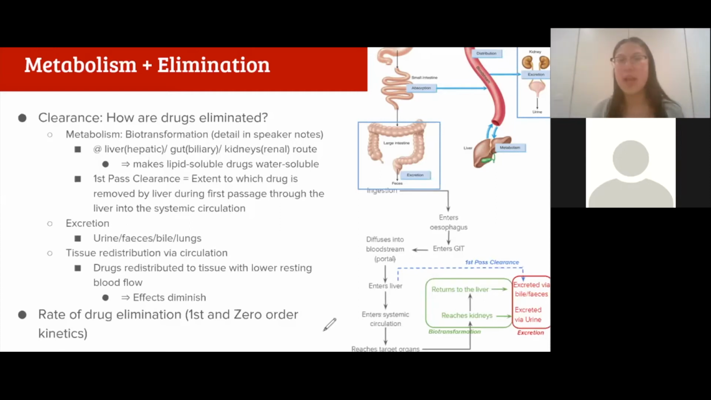What is first pass clearance? It's the extent to which a drug is removed by the liver during its first passage through the liver into the systemic circulation. Okay, so how much of the drug is removed in that first pass? That's what first pass clearance is. In terms of excretion, it'll be via the urine, feces, bile, lungs, a couple ways to do it. And tissue redistribution via circulation will occur with the resting blood flow. Now, its effects are diminished if you have a lower resting blood flow. And I think my hand's just got it in this nice diagram right here. The first pass clearance, excretion, returning to liver and reaching kidneys.